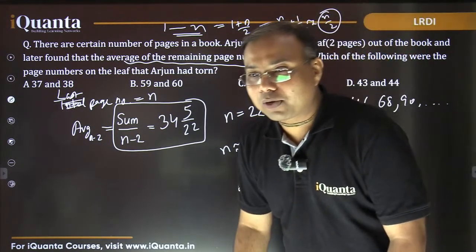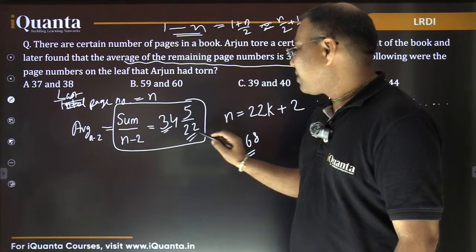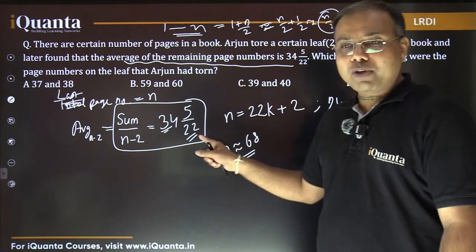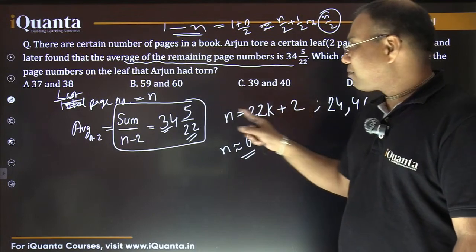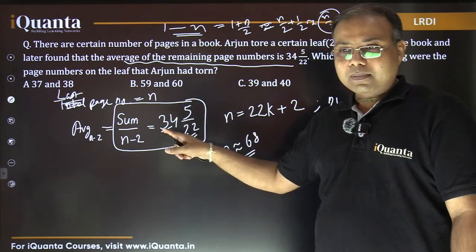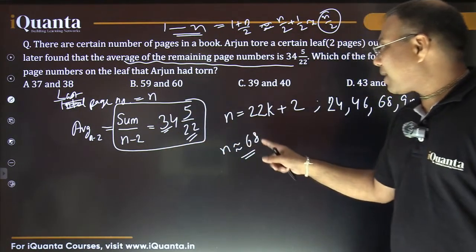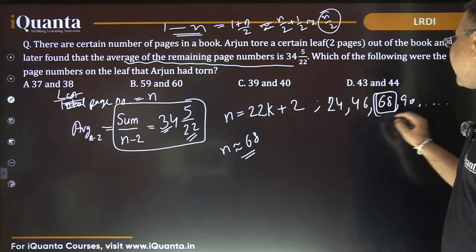Is it understood so far? So from these two things, from 34 and 22, we can find the value of n. From this 22, we found that n must be a multiple of 22 plus 2. And from this 34, I got to know n must be close to double of this, right? So n 68 के पास भी और ऐसा भी number हो तो क्या बनेगा? It must be 68 only.